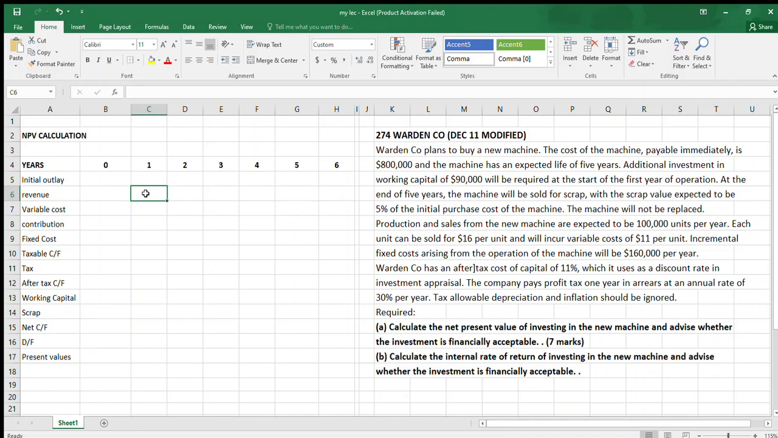Okay, so I'm about to touch on the investment appraisal. That's NPV calculations. This is a simple one. In my next videos, I'll be touching on inflation and the tax allowable depreciation.